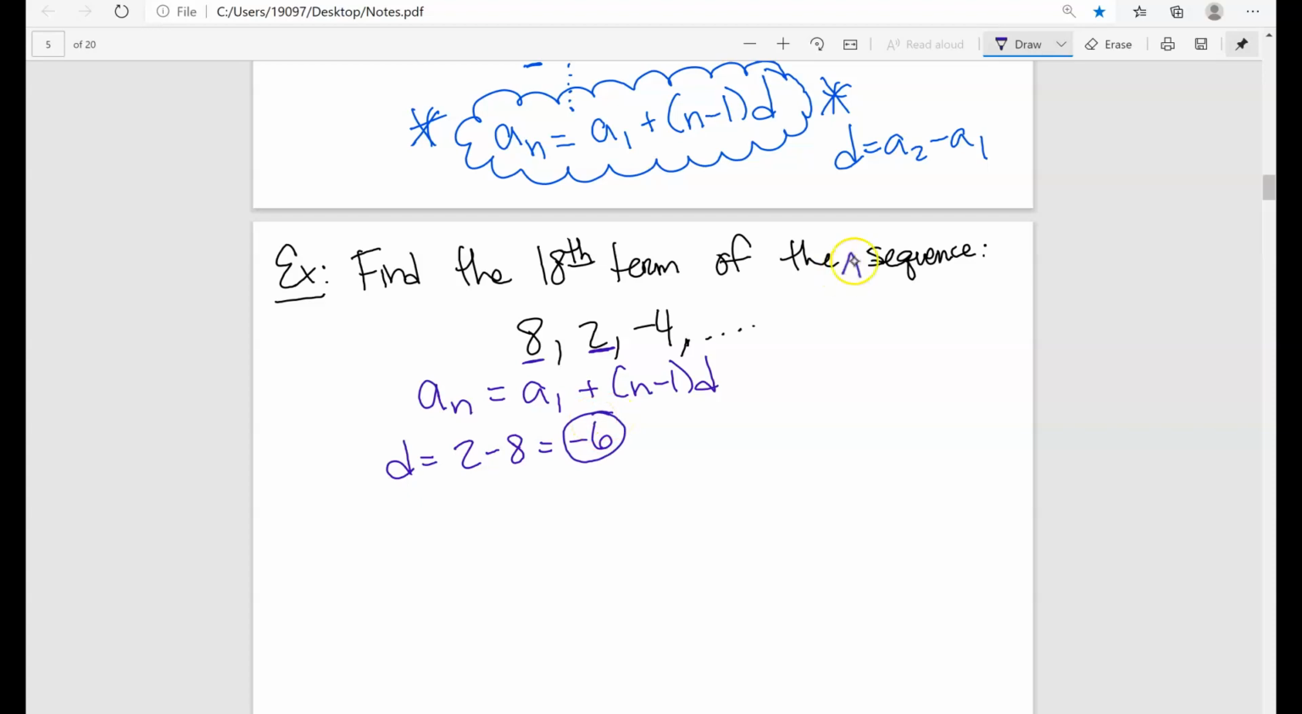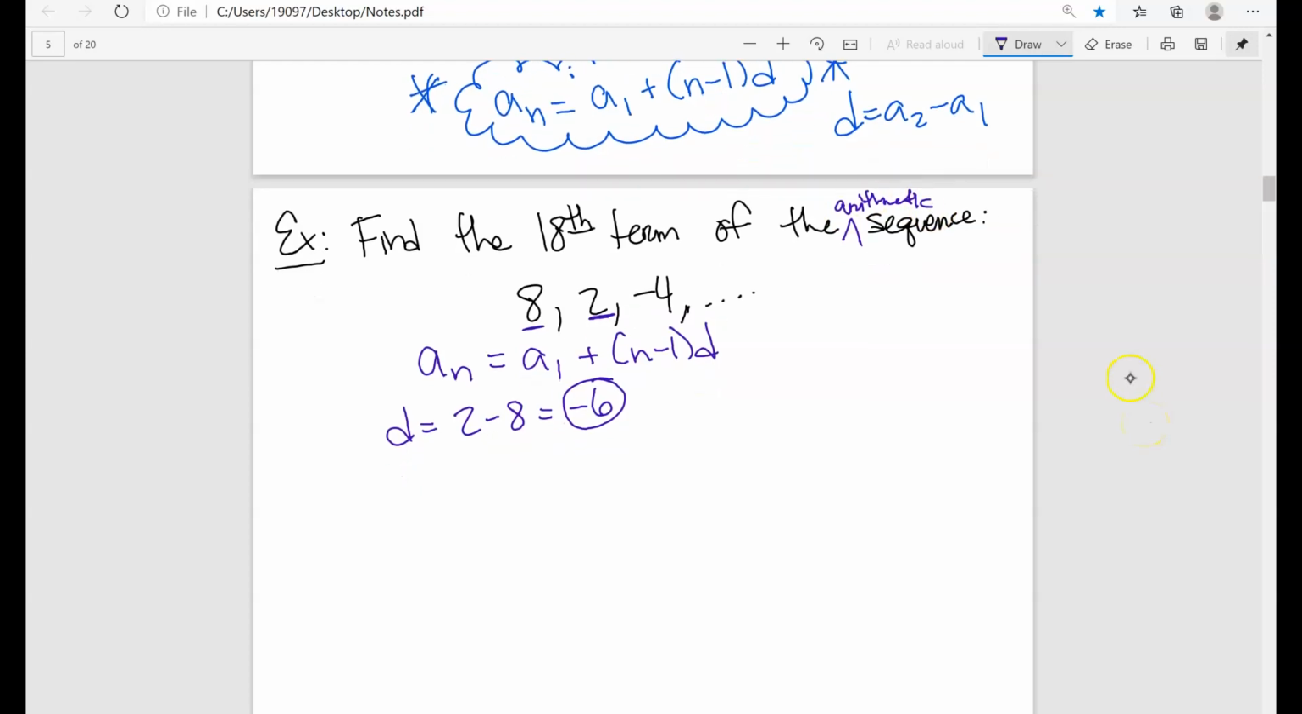Okay, by the way, I should say that this is arithmetic, just to let you know, because if it wasn't arithmetic, we couldn't do this. So now do we know what A1 is? Yeah, we know what A1 is. That's the first term. That's just 8. So now what we're going to do is plug it in there.